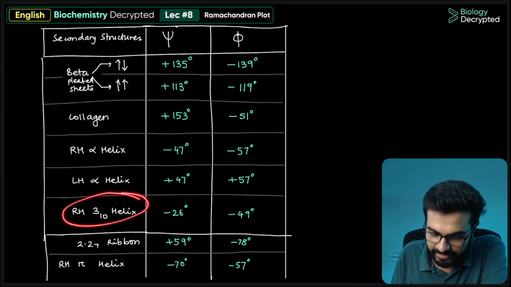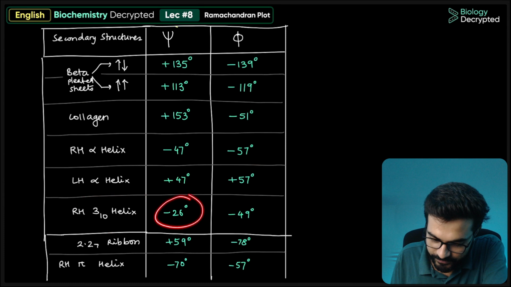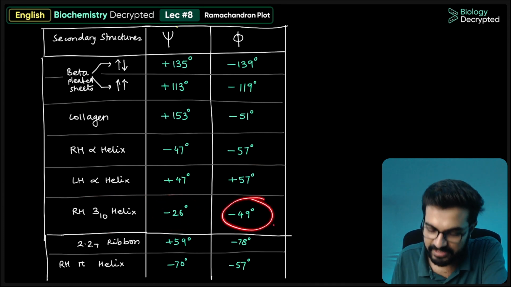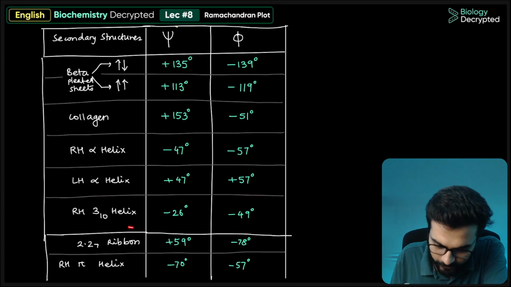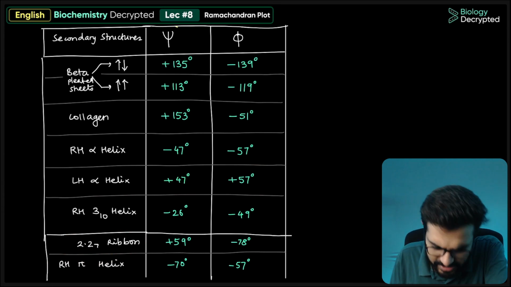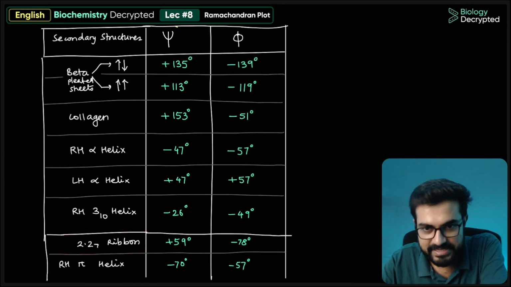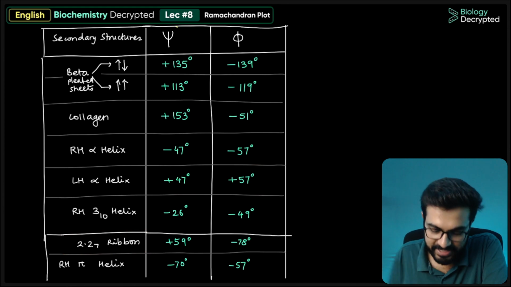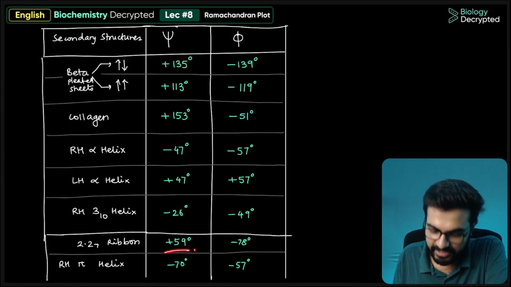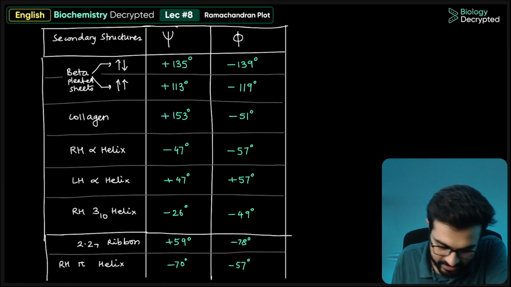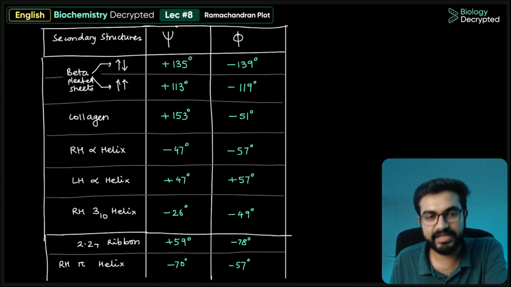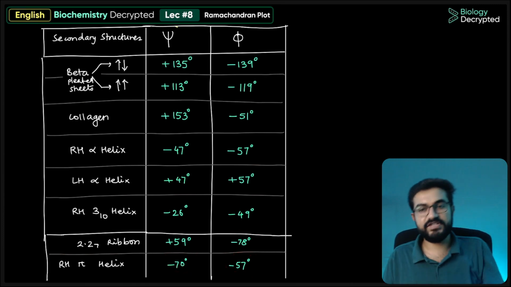Now coming to the right-handed 3-10 helix. The psi value is minus 26 degree and the phi value is minus 49 degree. Then for the 2.2-7 ribbon, well, these are slightly uncommon, generally not mentioned, but if you are making this table, try to make it as complete as possible. So for the 2.2-7 ribbon, the psi value is plus 59 degree and the phi value is minus 78 degree. Similarly, for the right-handed pi helices, it is minus 70 degree for psi and minus 57 degree for phi.